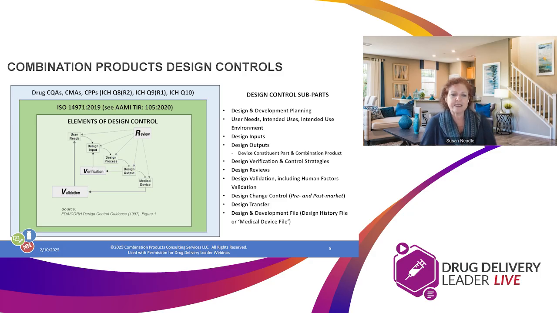So when we think about design controls in the light of combination products, generally most people that have a drug-based CGMP operating system are focused on identifying the drug critical quality attributes, critical material attributes, and critical process parameters. And typically we apply ICH Q8(R2), quality by design, ICH Q9(R1), which is pharmaceutical quality risk management, and ICH Q10, which is like the CGMPs on the pharma side. It's analogous to, but not completely 100% the same as 21 CFR 210-211.